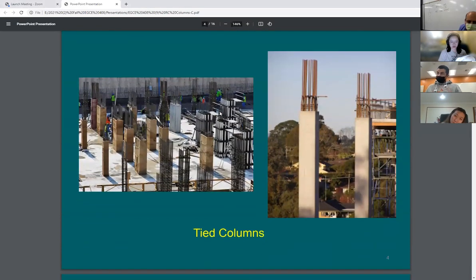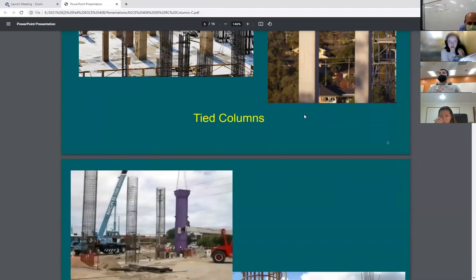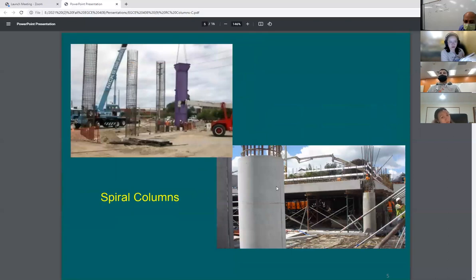I have here some example columns. And you see the amount of ties? You have lots of ties. You have too many rebars. It's not just going to be four rebars, right? This is in the building column. And here's a spiral column, and it can be used for bridges, or in many cases you do it in parking structures.